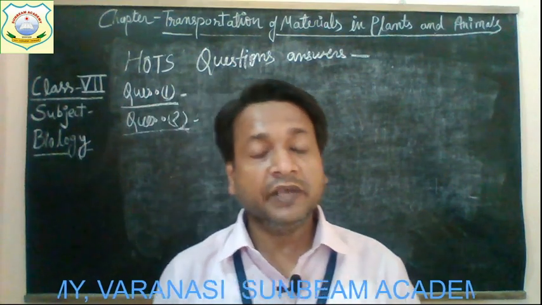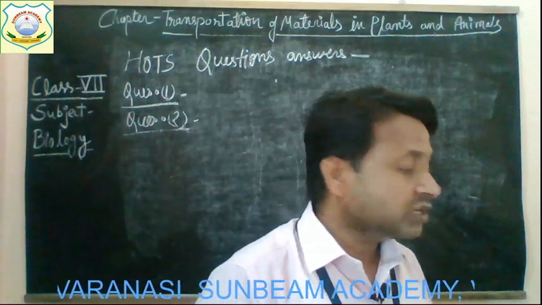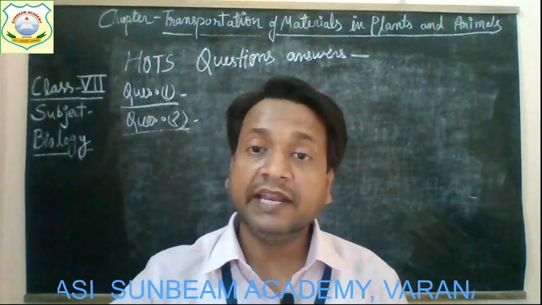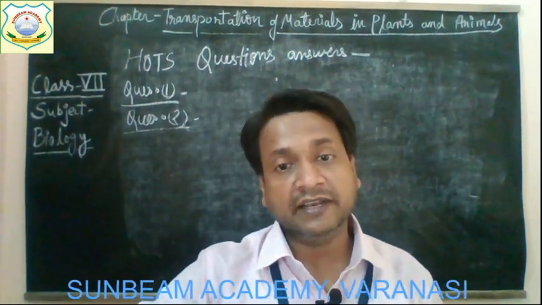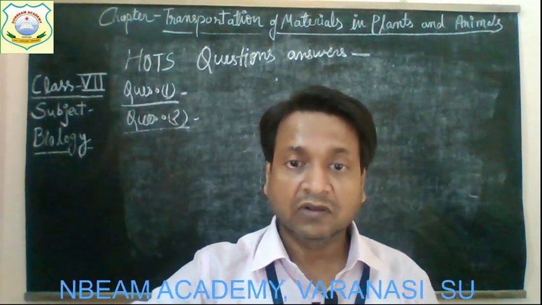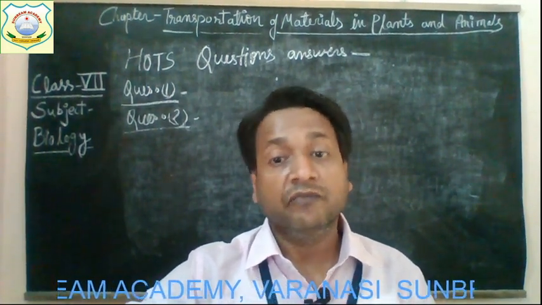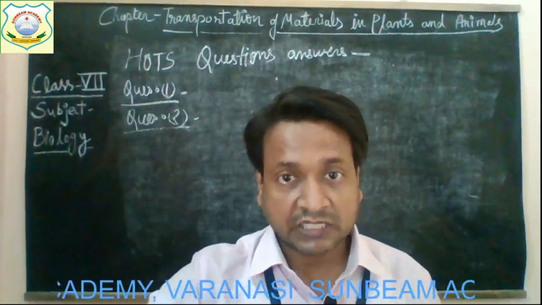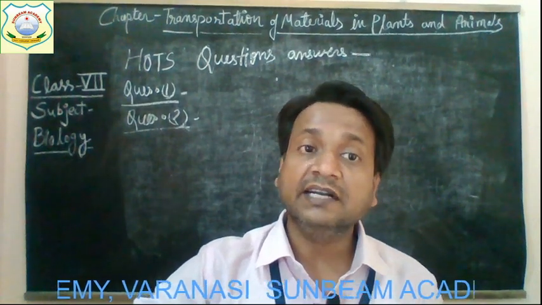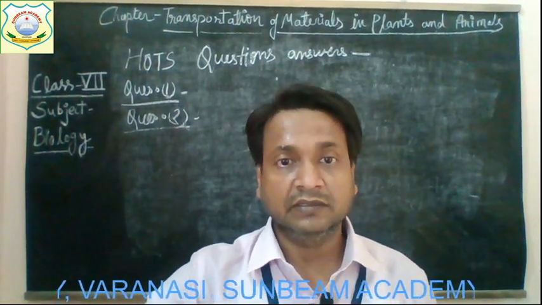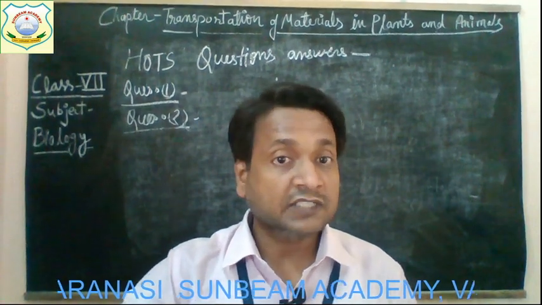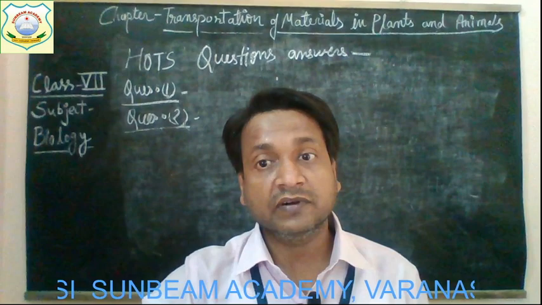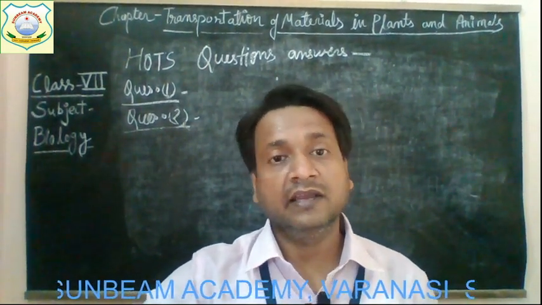And question number 2 is, which side of the heart has oxygen-rich blood and which side has carbon dioxide-rich blood? Got it, children? Think about that. Which side of our heart has oxygen-rich blood and which side has carbon dioxide-rich blood? The left side of the heart has oxygen-rich blood, whereas the right side of the heart has carbon dioxide-rich blood.